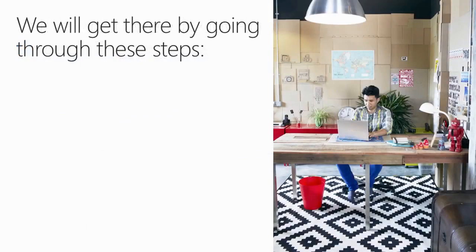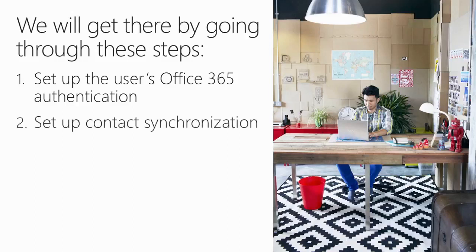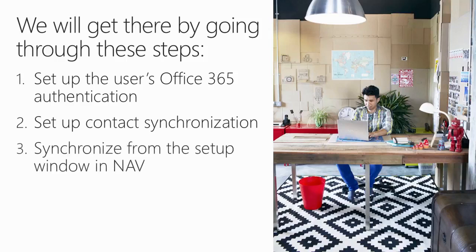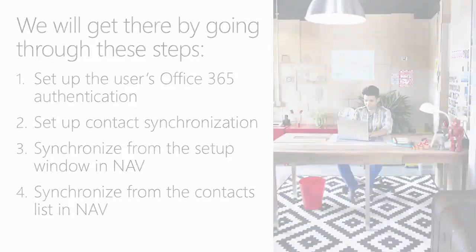And we will get there by going through these steps. First, we will set up the user's Office 365 authentication. Then we will set up contact synchronization. Next, we will synchronize from the setup window in NAV. And finally, we will also synchronize from the contacts list in NAV.